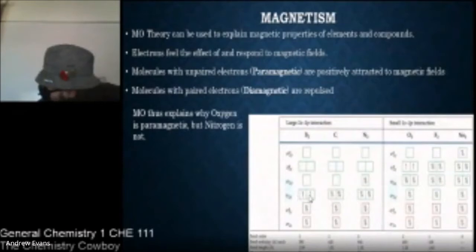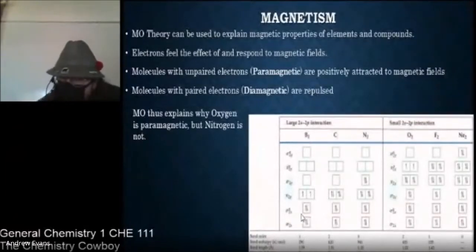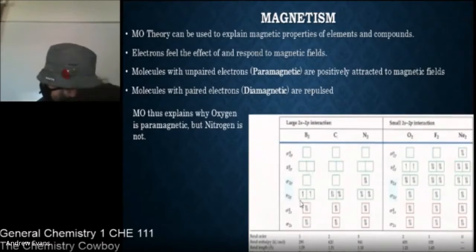So what do we actually see? A bond order of 1 for a boron diatomic, if this were to exist. And would this be magnetic? The answer is yes, because we have 2 unpaired electrons.